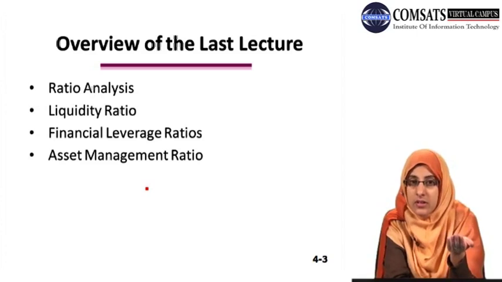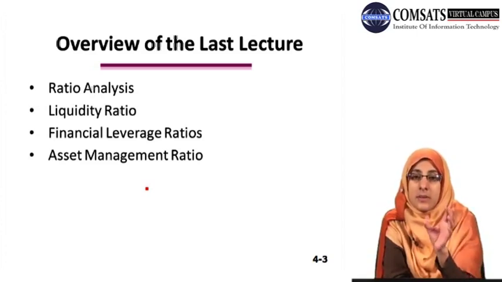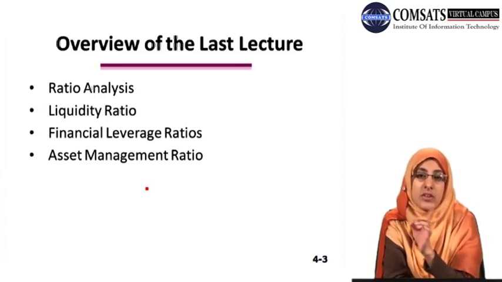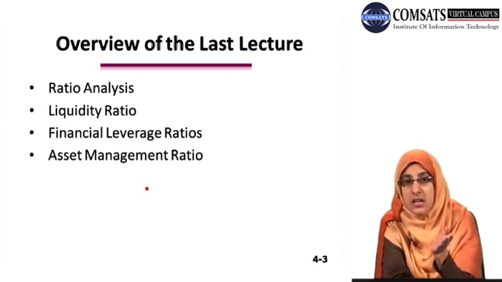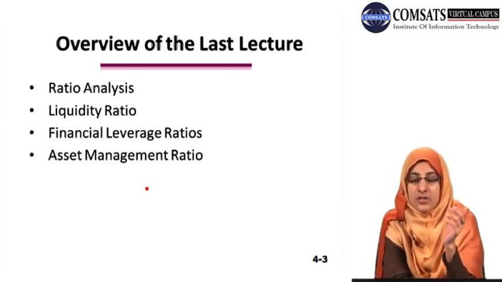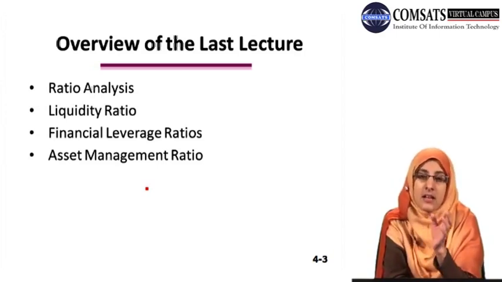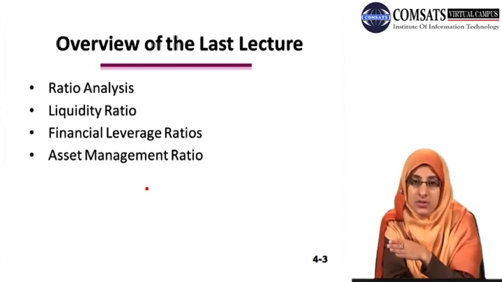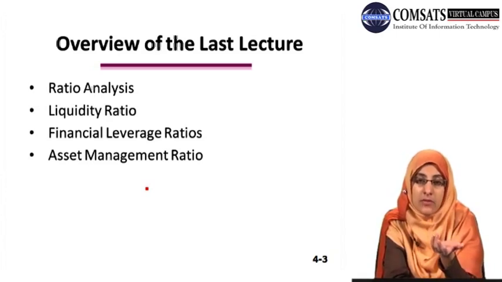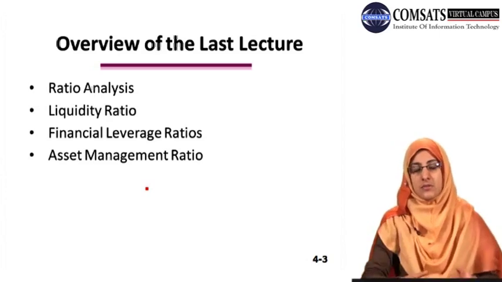Then we found out the inventory turnover, that is how much time the company is taking to convert its inventory into cash. How much time the company is taking to convert its receivables into cash, that is accounts receivable turnover. Then we talked about payable turnover and payable turnover in days, that is the number of days the company is taking to make payment of its payables in cash. So these were 3 basic types of ratios we looked at.